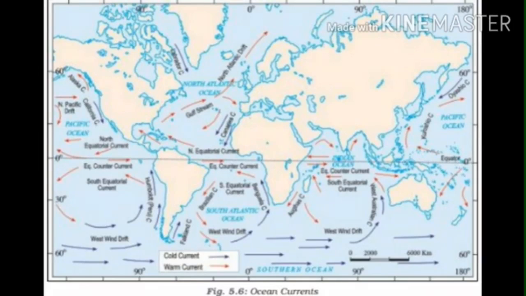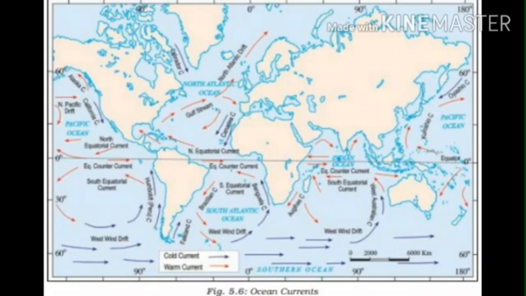The warm currents originate from the areas lying near the equator, while the cold currents originate near the poles and flow towards the equatorial regions. Clear, children? Where do the warm currents originate? Warm ocean currents originate from the areas lying near the equator, while the cold ocean currents originate near the poles and flow towards the equatorial region.